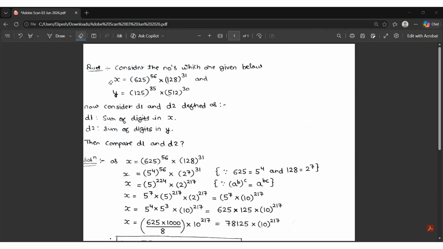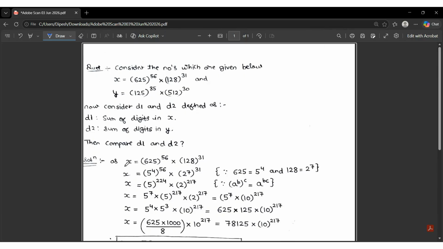Now, x is equal to 625 raised to power 56 multiplied by 128 raised to power 31. The number 625 is 5 raised to power 4 and 128 is 2 raised to power 7. Therefore, x equals 5 raised to power 4 whole power 56 multiplied by 2 raised to power 7 whole power 31. Now, by the property that powers get multiplied, we get 5 raised to power 224 multiplied by 2 raised to power 217, because a raised to power b whole power c is equal to a raised to power bc.